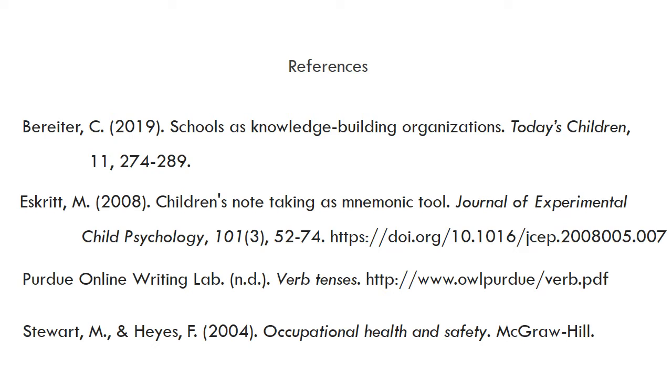Here are a few rules about the format of a references page. 1. It will always be on its own sheet of paper. 2. It is called references. Put the title centered at the top of the page. 3. List all the sources that you used in alphabetical order by the author's last name. If you didn't have an author, use the title of the document, like you see with the Purdue Online Writing Lab, in place of the author.